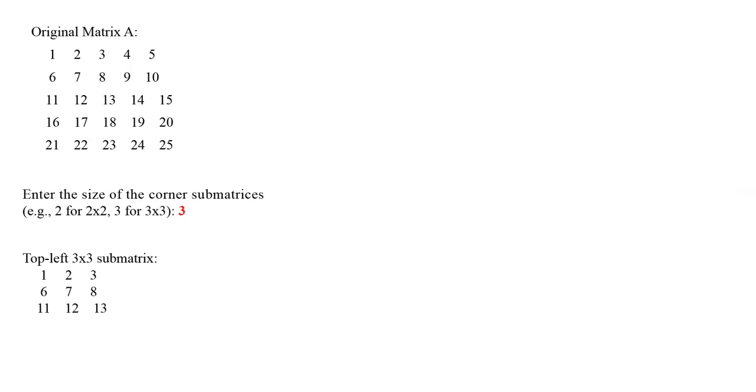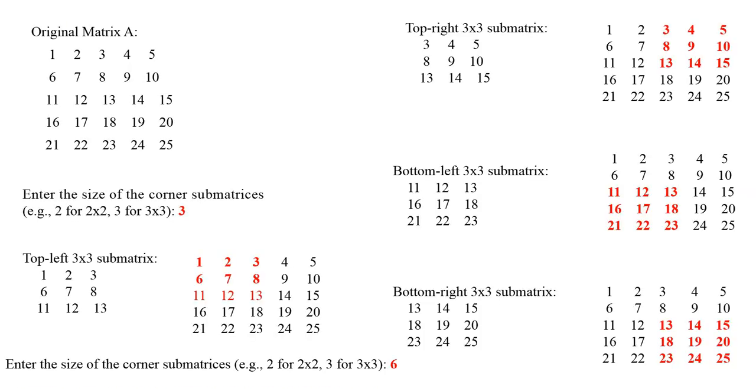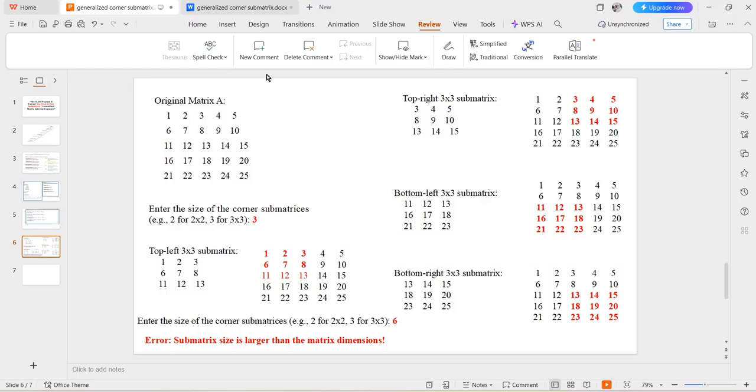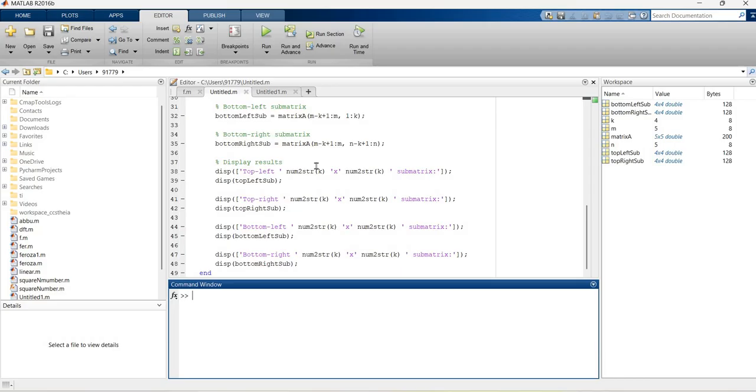Now we will see the execution of this program in MATLAB. One more thing: here you have entered the size of the corner submatrices as 3, therefore you got this output. Now suppose you enter the size as 6. This 6 is greater than the size of the original matrix, therefore it will display the error message: submatrix size is larger than the matrix dimensions. Now we will see the execution.